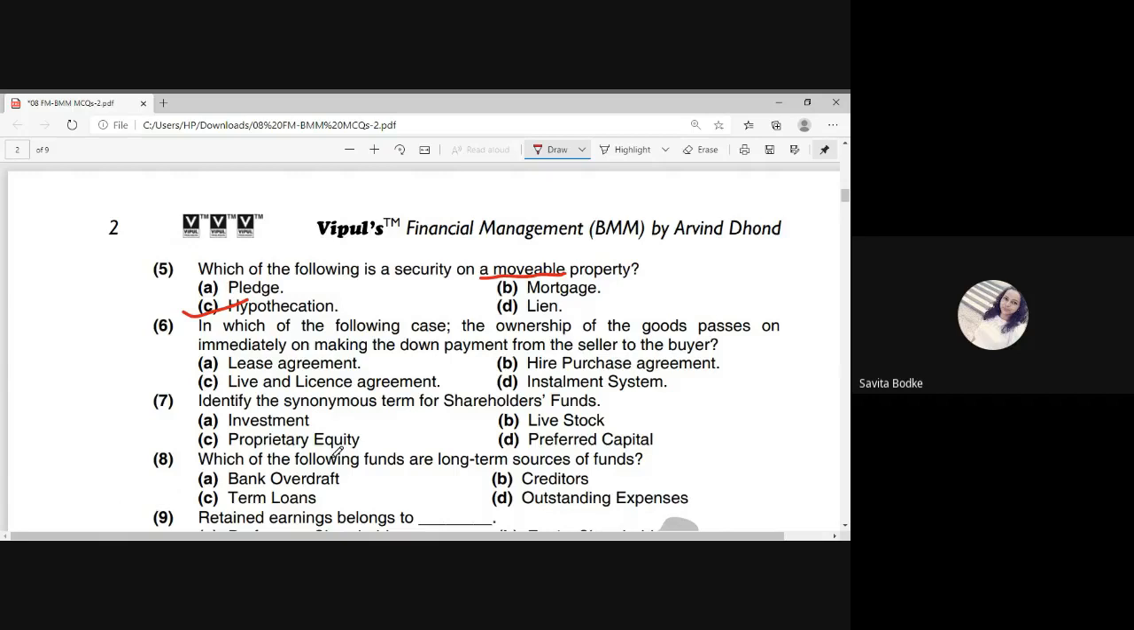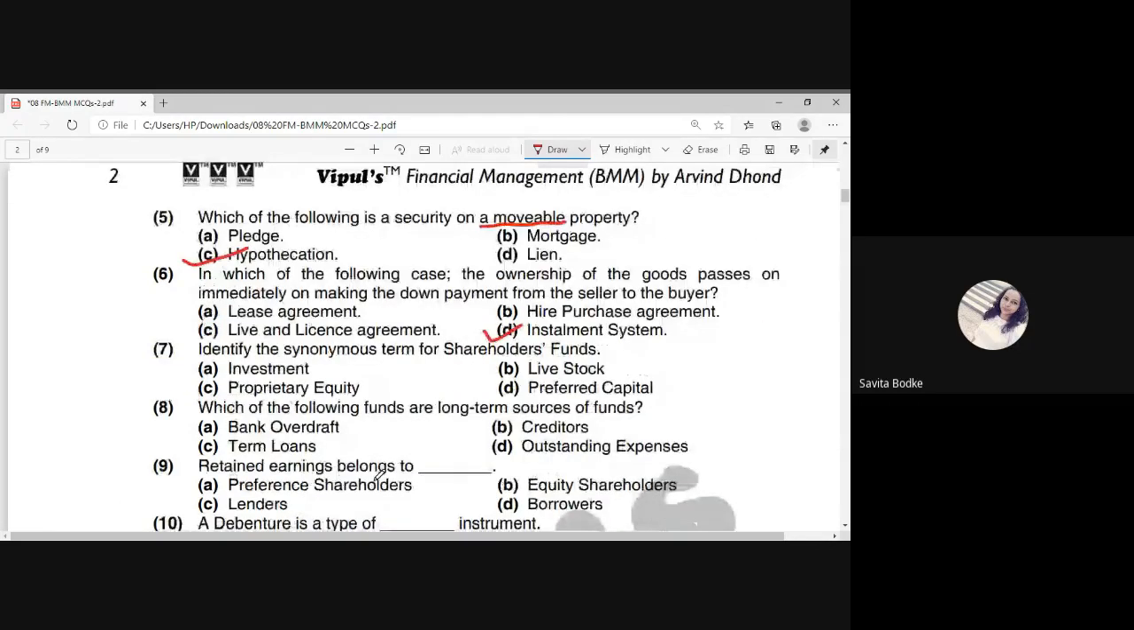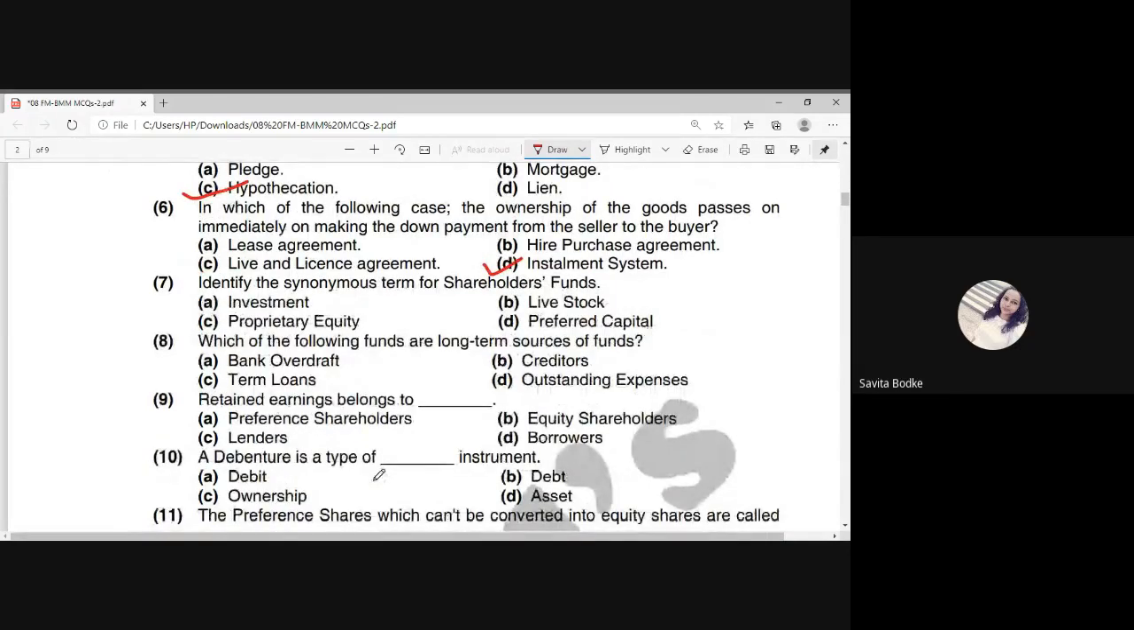Now the next one is, in which of the following cases does the ownership of the goods pass immediately on making the down payment from the seller to the buyer? So that is nothing but the installment system. Because in case of the installment system, if the buyer has paid the down payment to the seller, then the ownership of that product is immediately transferred by the seller to the buyer. So the most appropriate answer for this MCQ number 6 is installment system.